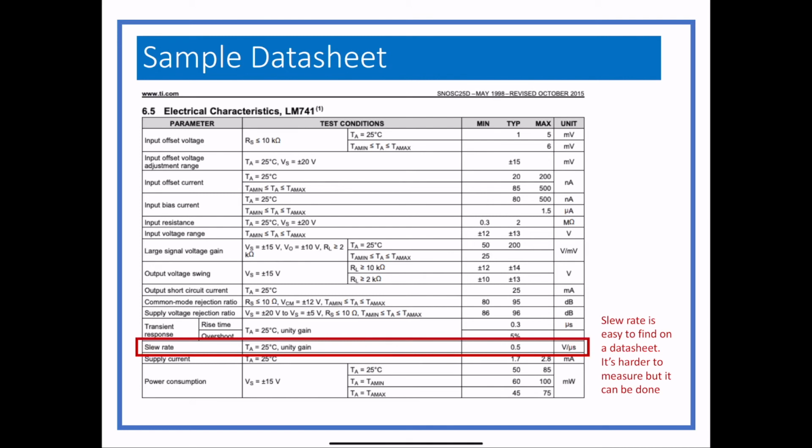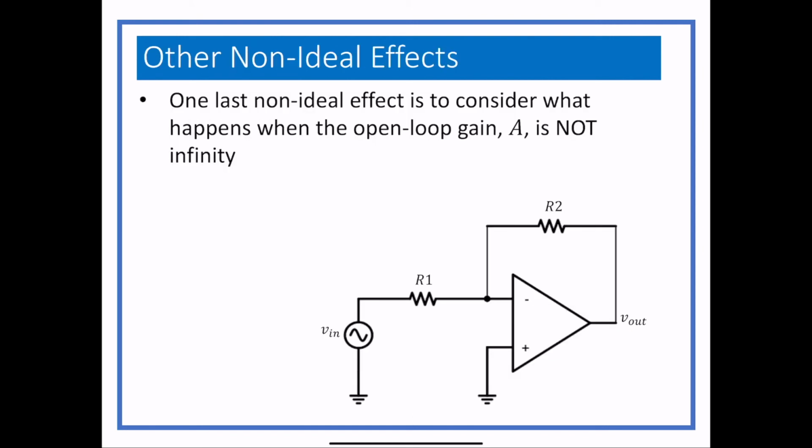All right, the last non-ideal effect. I told you there was only 2, but I actually talk about one more. And that's what we do when the open loop gain is not infinity. Because how does it actually affect the circuit? Because we know that it does. I am going to mathematically derive how it affects it, but you really don't need to pay attention. Well, you do need to pay attention. Never mind. Forget I said that.